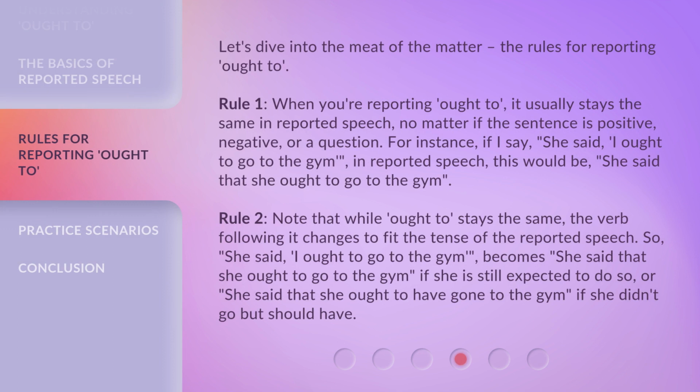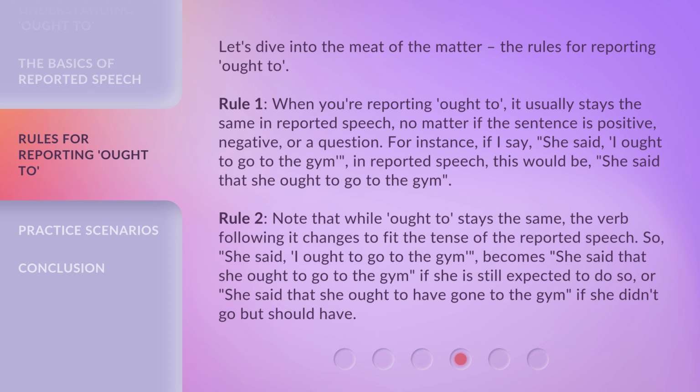Let's dive into the meat of the matter, the rules for reporting "ought to." Rule 1. When you're reporting "ought to," it usually stays the same in reported speech, no matter if the sentence is positive, negative, or a question. For instance, if I say, "She said, 'I ought to go to the gym,'" in reported speech, this would be, "She said that she ought to go to the gym."